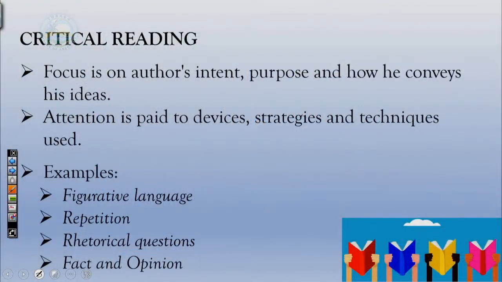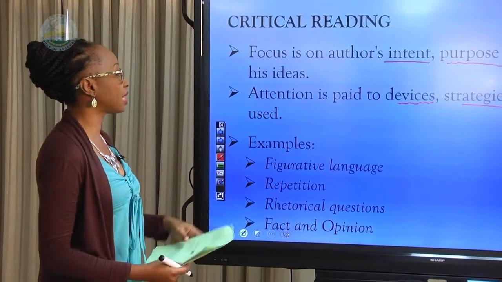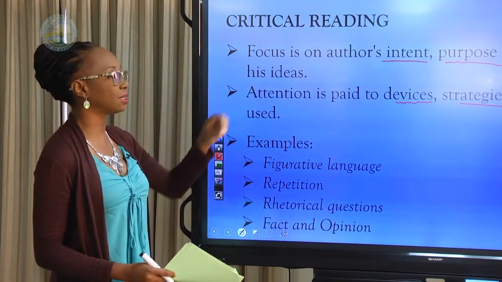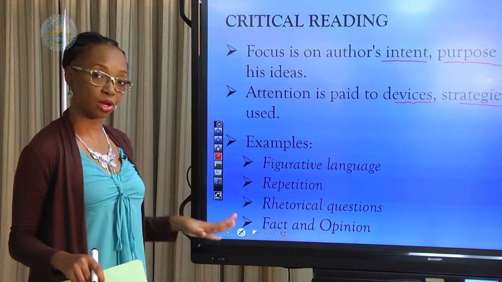Critical reading. This is the type of reading that at the academic level especially you're going to engage a lot in. The focus is on the author's intent, purpose, and how he conveys those ideas. Attention is paid to the devices, strategies, and techniques. What we need to understand here is that these devices, strategies, and techniques would help guide you to understand the writer's purpose. We'll explore these concepts a bit more next week when we go into a lot more detail in our module one.